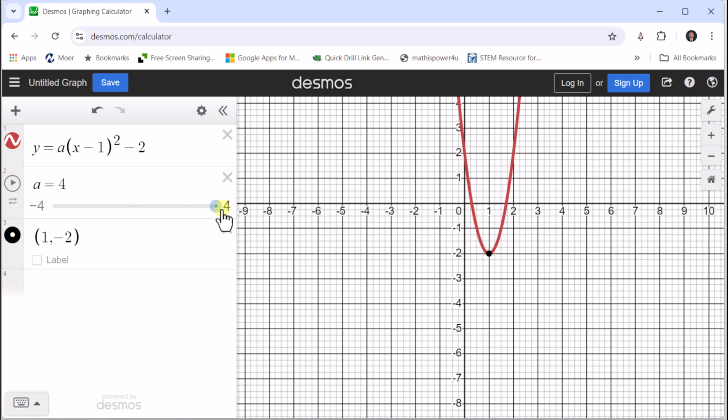Now let's go back to a equals 1. When the absolute value of a is between 0 and 1, the graph is vertically compressed and gets wider, which we see here. And of course, as soon as a turns negative, the parabola opens down.